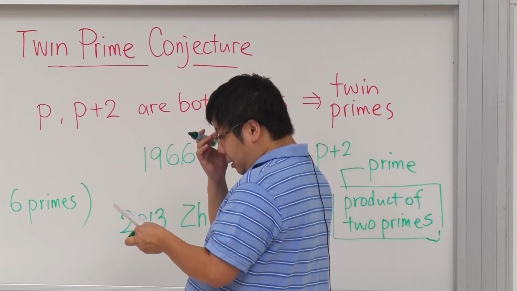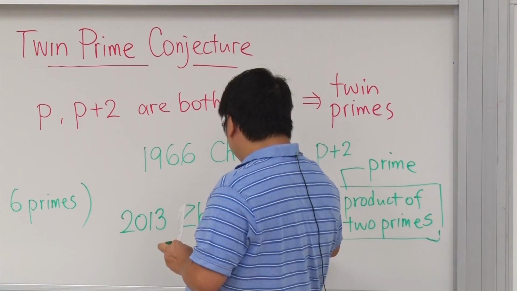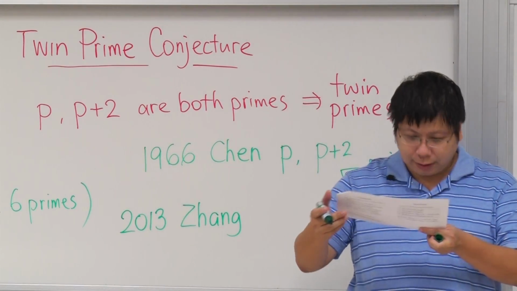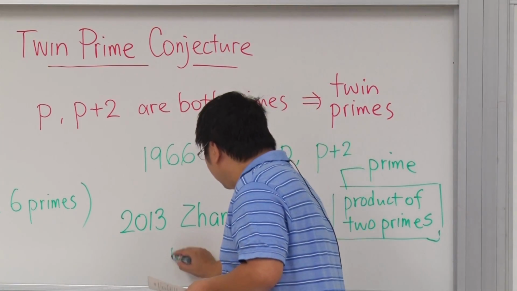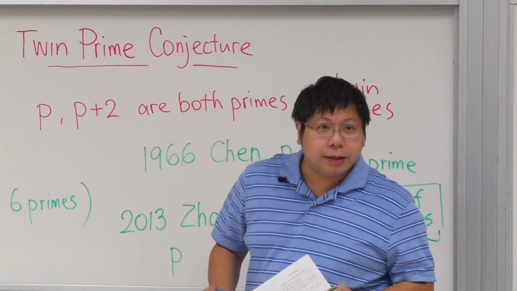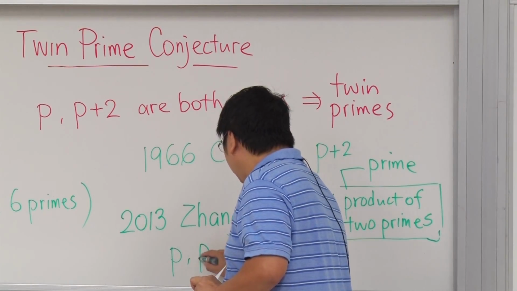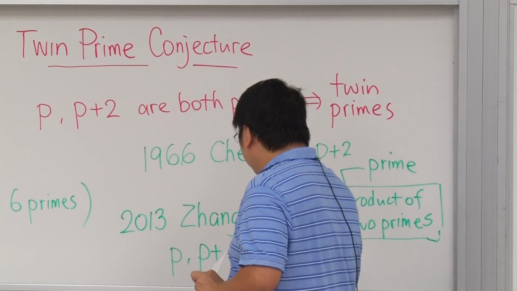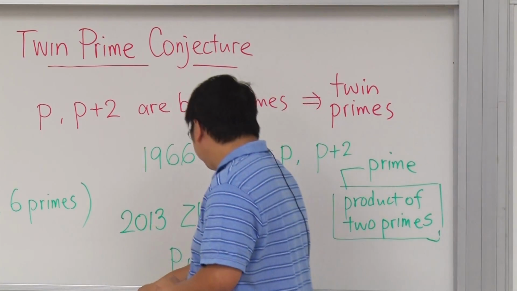by a Chinese mathematician who is now in the US, Zhang Yitang, in 2013. He shows that there are infinitely many primes P such that P and P plus some number D, let's say.